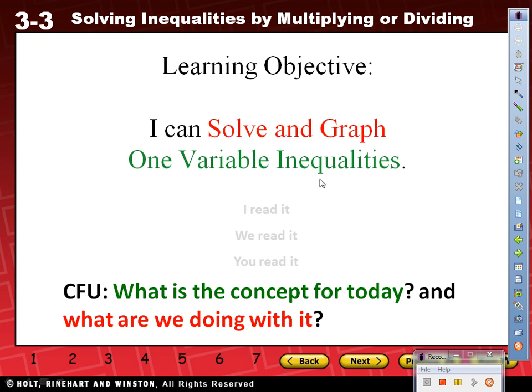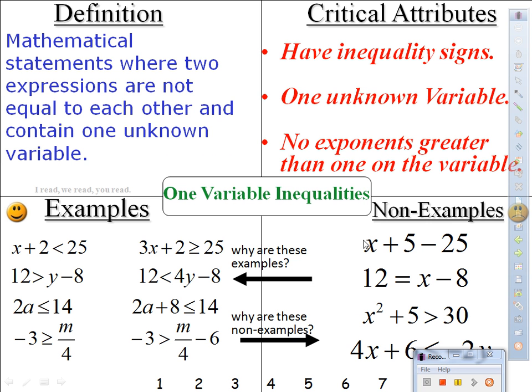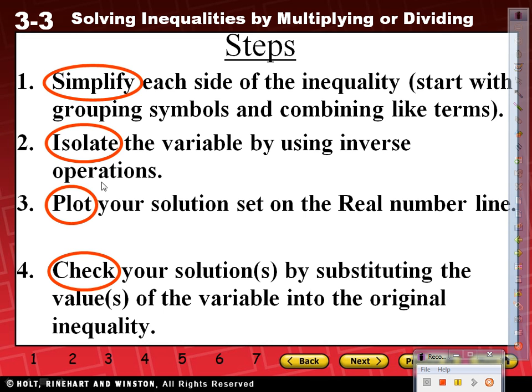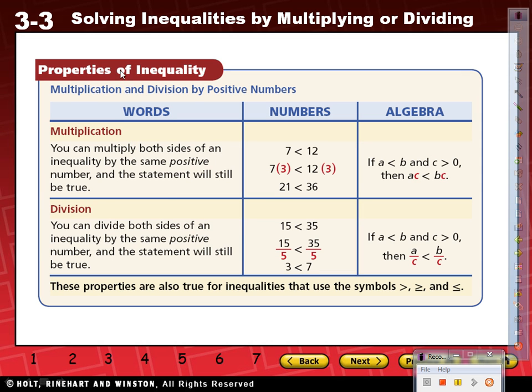Let's read it together. 1, 2, 3. I can solve and graph one variable inequality. So we're still on the same concept. That's why we don't need the Frayer model because we know what it is, right? One variable inequalities. We know the steps. Simplify, isolate, plot, check. And the properties being introduced today are two of them. Multiplication property of inequality and division property of inequality.